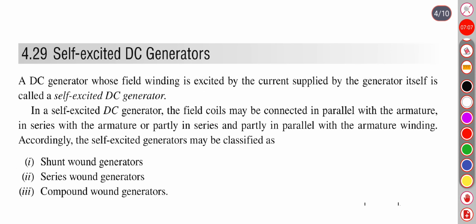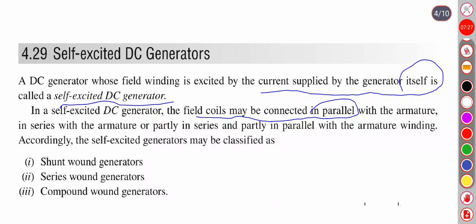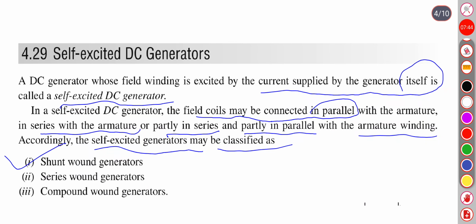Now the self-excited generator. A DC generator whose field winding is excited by the current supplied by the generator itself is called a self-excited DC generator. In a self-excited DC generator, the field coils may be connected in parallel with the armature, or in series with the armature, or partly in series and partly in parallel with the armature winding. Accordingly, self-excited generators may be classified as the shunt generator, series wound generator and compound wound generator.